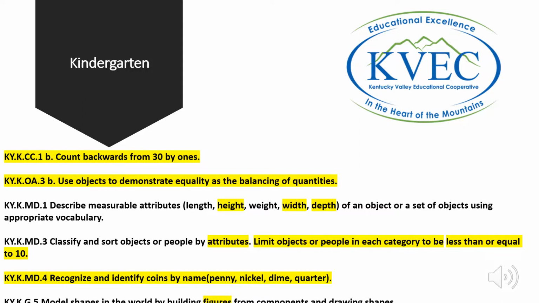MD.4 is a new addition to the standards, requiring that students recognize and identify coins by name: penny, nickel, dime, and quarter. Please note that the students are not expected to know the value of each coin at the kindergarten level. The final change was in the geometry domain. In G.5, the word shapes was replaced with the word figures.